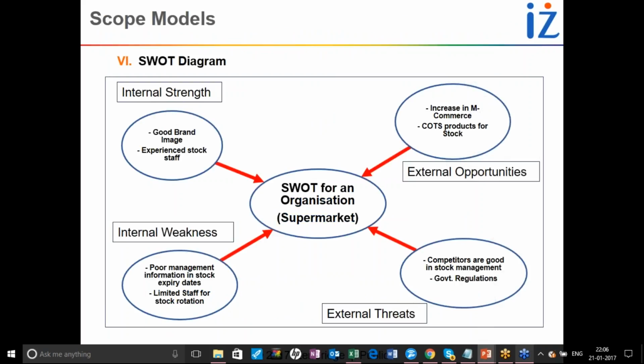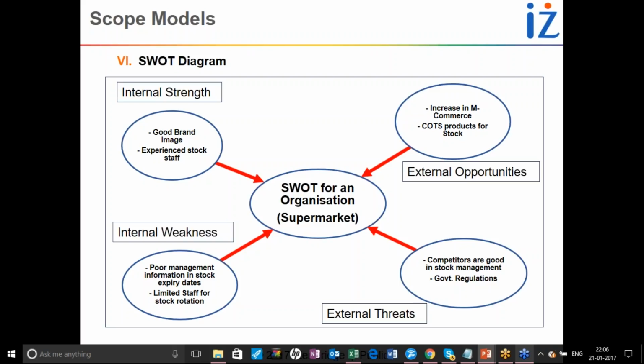SWOT diagram. Now you may be wondering how a SWOT diagram can be used to know the high level features and functions. Really, it is a critical, crucial tool to know the right problem to solve, and it also gives an indication of the right solution. Because we are not living in silos, we are impacted by our internal environment, and we are also impacted by our external environment.